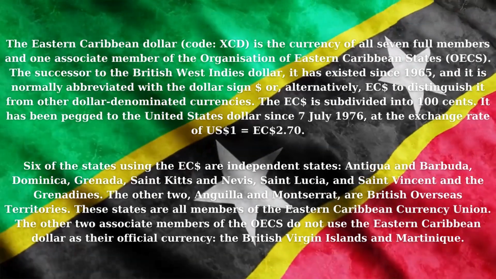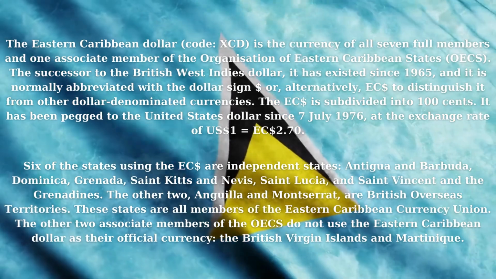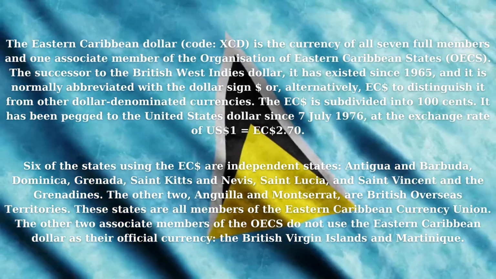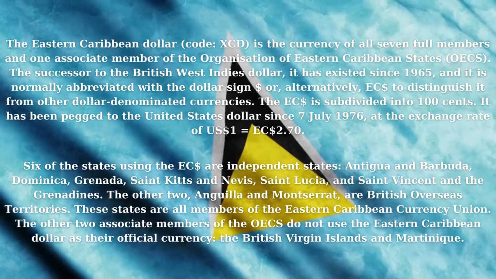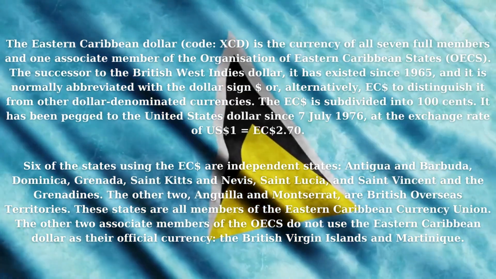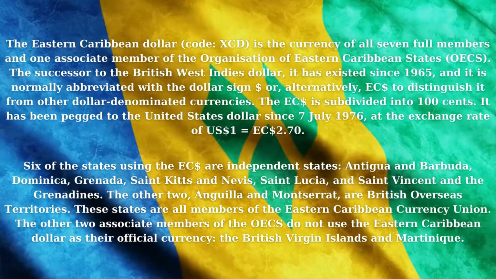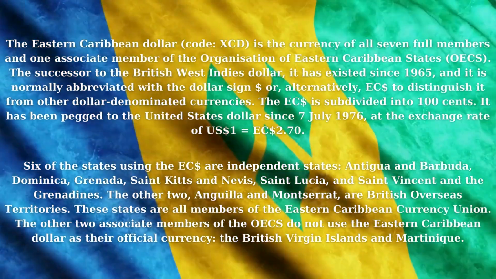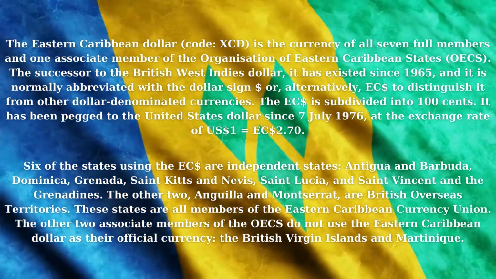The other 2, Anguilla and Montserrat, are British overseas territories. These states are all members of the Eastern Caribbean Currency Union. The other 2 associate members of the OECS do not use the Eastern Caribbean dollar as their official currency: the British Virgin Islands and Martinique.